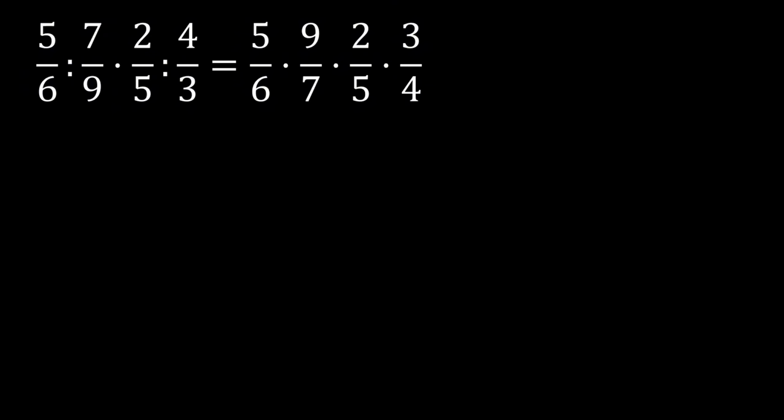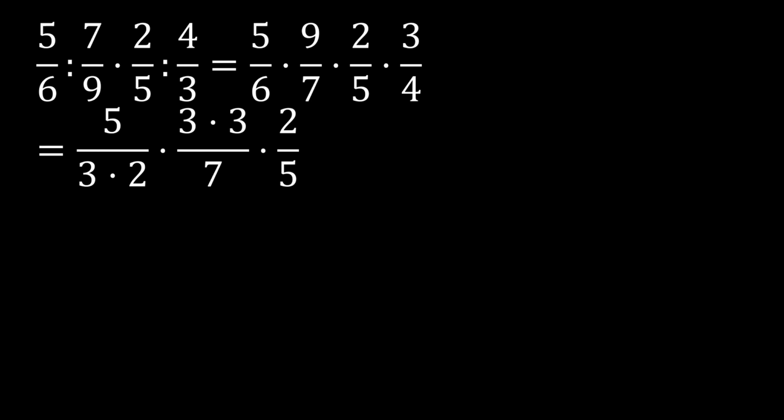Now it's time to simplify by breaking the numbers down into their smaller factors. 5 stays the same. 6 becomes 3 times 2. 9 becomes 3 times 3. 7 stays the same. 2 stays the same. 5 stays the same. 3 stays the same. 4 becomes 2 times 2. So we now have 5 over 3 times 2 times 3 times 3 over 7 times 2 over 5 times 3 over 2 times 2.